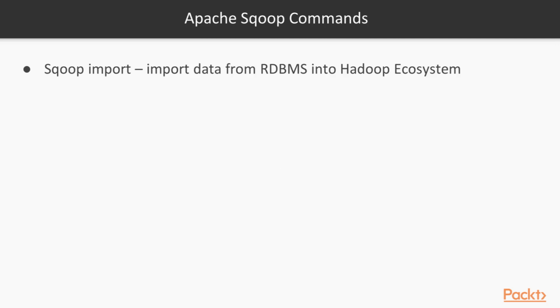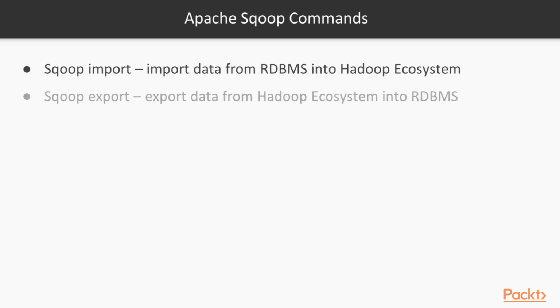As I already told, the Sqoop import command is used for bringing data into the Hadoop ecosystem from the source system, and that source system can be any of the RDBMSs. The second command is the Sqoop export command. It is the reverse of the Sqoop import command. So the Sqoop export command helps us send data from the Hadoop ecosystem into any of the RDBMS systems.